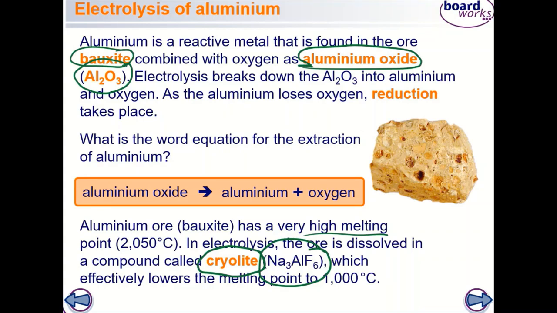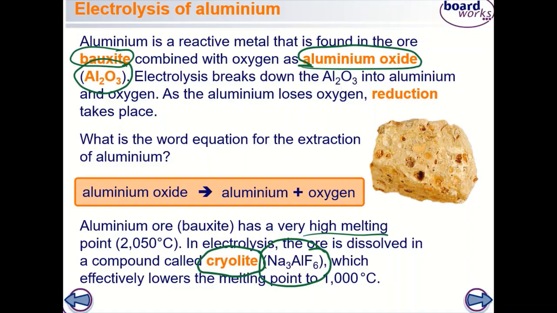When aluminium oxide is dissolved in cryolite, it lowers the melting point to about 1000 degrees Celsius. That's a great deal, about half of it is gone. So it lowers the melting point, and of course the cost required to generate electricity and heat energy to melt the aluminium oxide is reduced. You need to know that function of cryolite.